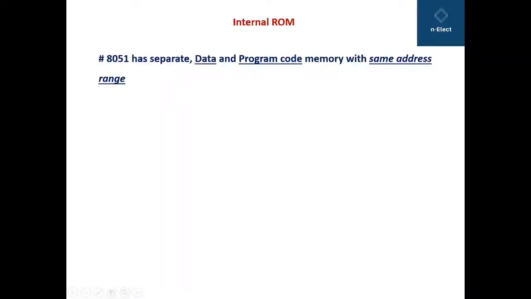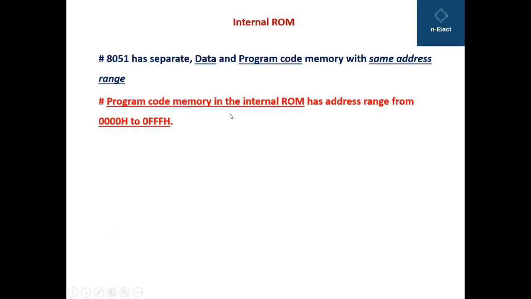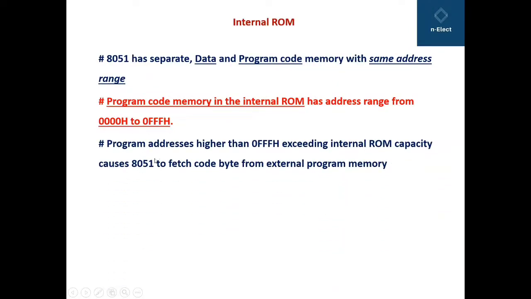Moving on to the next parameter, that is internal ROM. So 8051 has separate data and program code memory with the same address range. Program code memory in the internal ROM has an address range from 0000H to 0FFFH. Program addresses higher than 0FFFH, exceeding internal ROM capacity, cause the 8051 to fetch the code byte from external program memory.